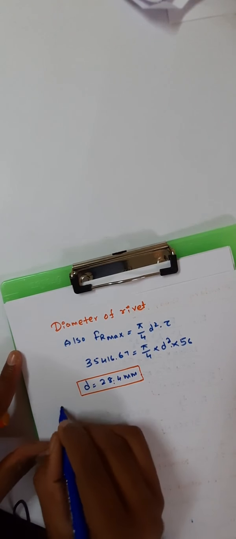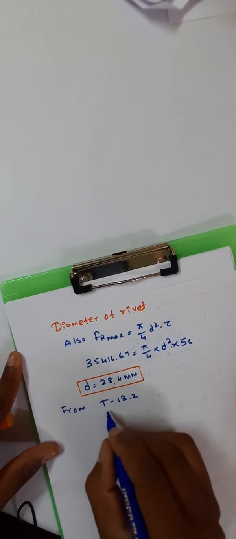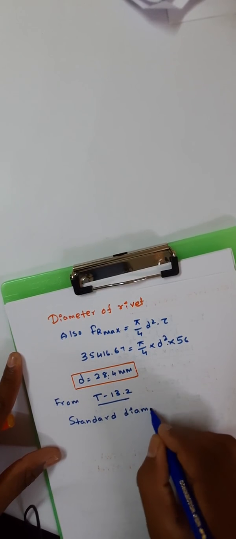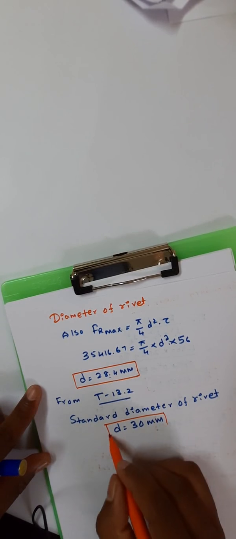From table number 13.2, the standard diameter of rivet d is equal to 30 mm. This is the problem with respect to this horizontal group of riveted joints.